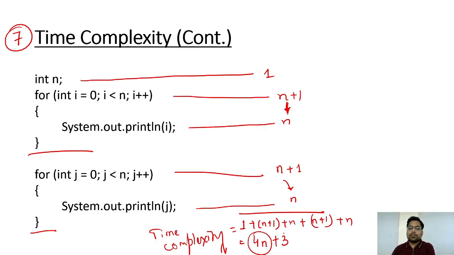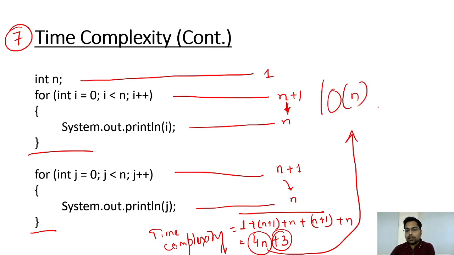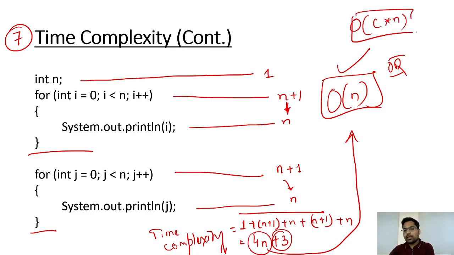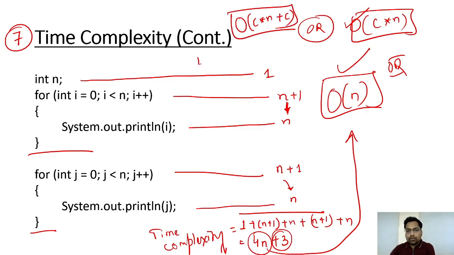Okay, so out of this, the time complexity could be written as O of n. This is correct. Or else you can write big O of c into n could be correct. Or else you can write big O of c into n plus c also being written. But you should mention where c is a constant. Then only it will be correct. Otherwise, it might be a wrong answer you are writing.